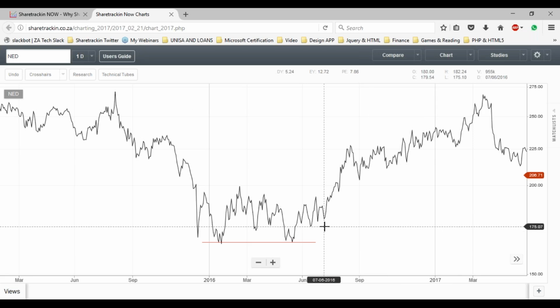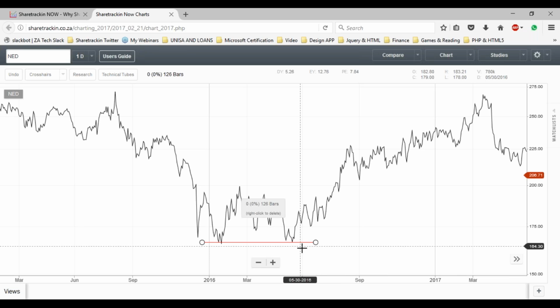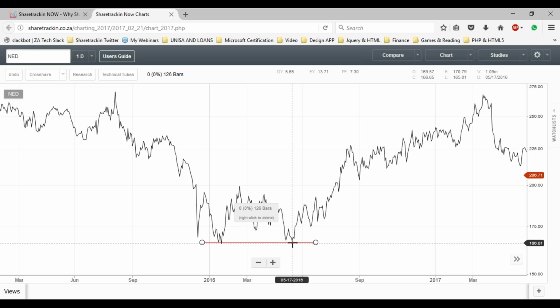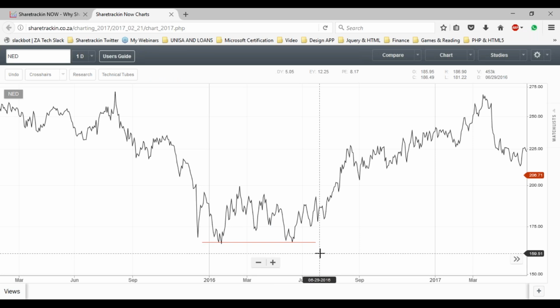Remember, a stop loss can never go down. So if I bought the share on the 17th of May of 2016, and let's say I paid 166.65 for that share, and the share price from the day that I bought it continued to go down, I do not adjust my stop loss downwards. I keep my stop loss where I set it, and if the share price drops 15%, I will sell it. I'm out of it because it hit my stop loss.